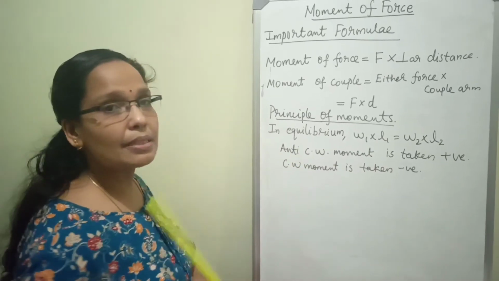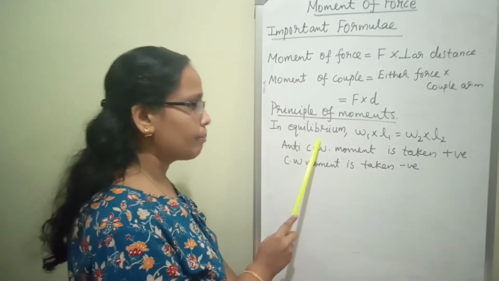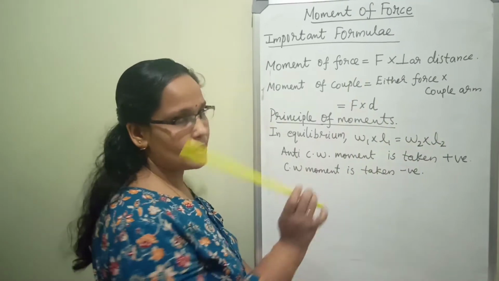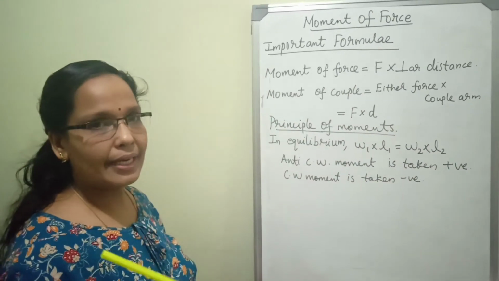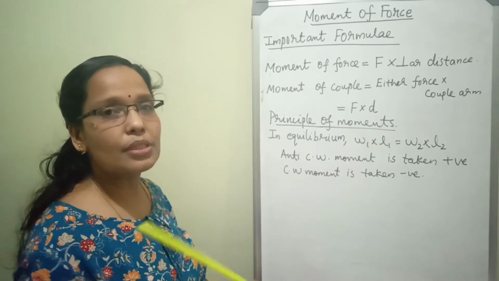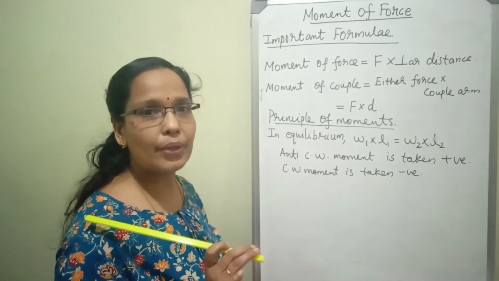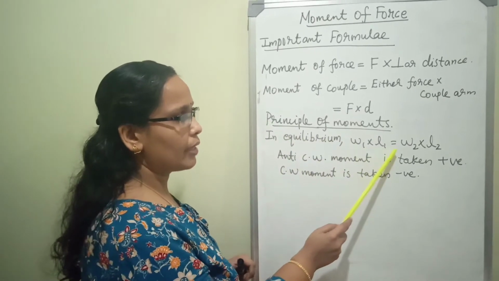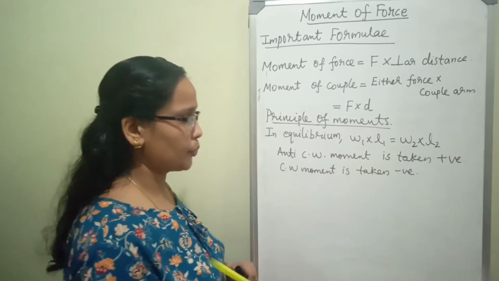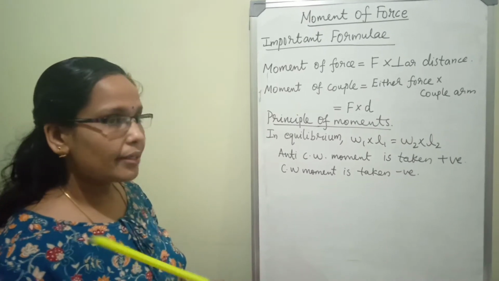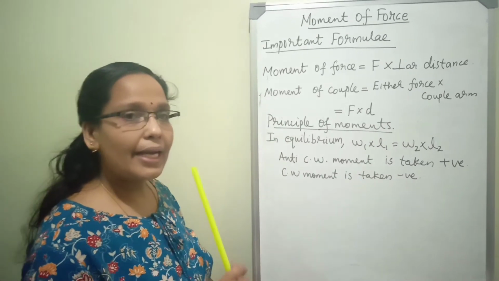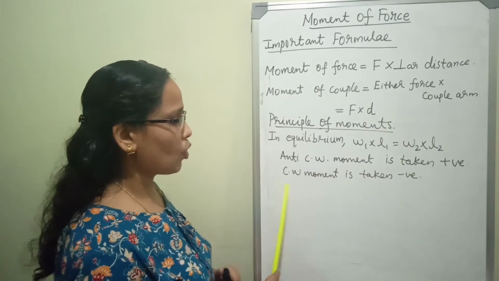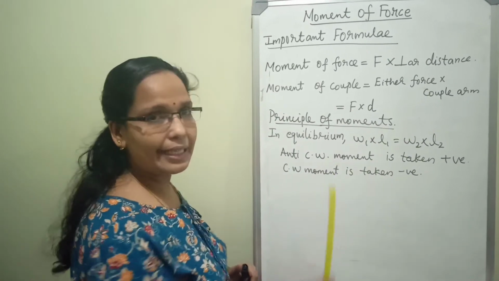Next is the principle of moments. In equilibrium, anti-clockwise moments are equal to clockwise moments, or the sum of anti-clockwise moments equals the sum of clockwise moments in equilibrium. So the formula will be, in equilibrium, W1L1 equals W2L2. And one more important thing is anti-clockwise moments are considered as positive and clockwise moments are taken as negative.